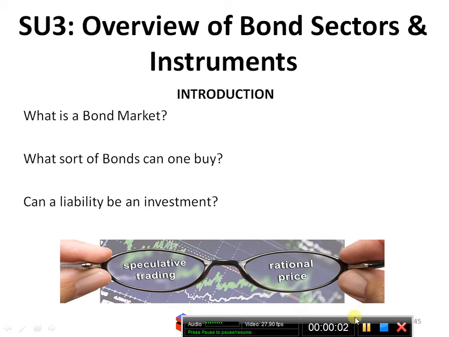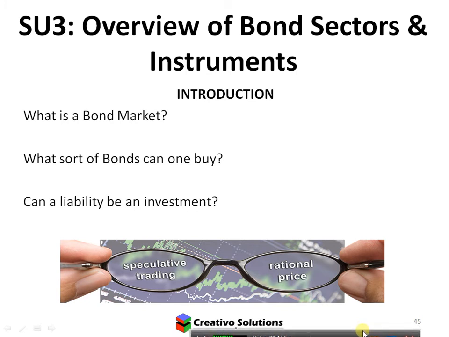Okay, so study unit 3 looks at the overview of the bond sector and the different instruments that you can find here. So what is the bond market? Okay, what sort of bonds can we buy? So you can buy zero coupon or coupon bonds, bonds with options, bonds without. So government bonds, corporate bonds, municipal bonds versus national government.